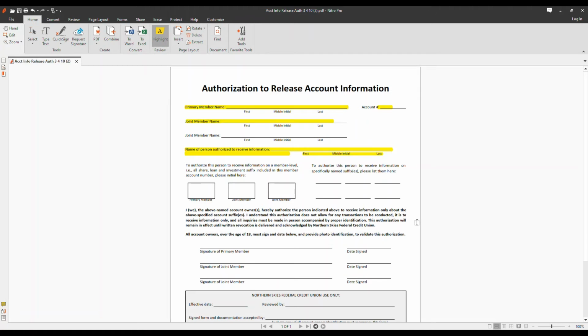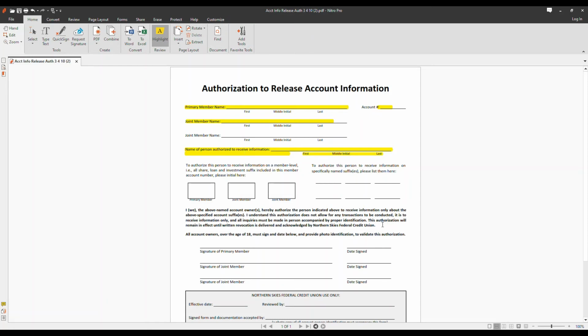All account owners over the age of 18 must sign and date below and provide photo identification to validate this authorization. In essence, what this is saying when they sign this is they understand that this person now has access to whatever choice they've given them. All account owners must sign and date and provide photo ID. Again, we cannot ask a non-member or a non-joint to provide their ID for this purpose. We can, of course, ask them for their ID when they come in to get the information.